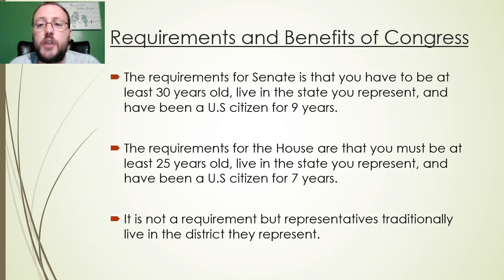The requirements for Senate is that you have to be at least 30 years old, live in the state you represent, and have been a U.S. citizen for 9 years. The requirement for the House is that you must be at least 25 years old, live in the state you represent, and have been a citizen for 7 years. Now, the requirements for the House aren't as strict as for the Senate. It is not a requirement, but representatives traditionally live in the district they represent. The idea behind it is, why would you want to represent a district that you wouldn't even want to live in yourself? Kind of.